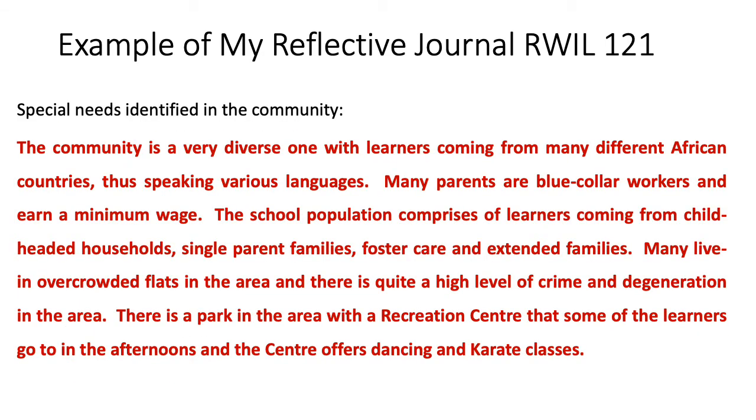Then special needs identified in the community. The community is a very diverse one, with learners coming from different African countries, thus speaking various languages. Many parents are blue-collar workers and earn a minimum wage. The school population comprises learners coming from child-headed households, single-parent families, foster care, and extended families. Many live in overcrowded flats in an area, and there is quite a high level of crime and degeneration in the area. There is a park in the area with a recreation centre that some of the learners go to in the afternoon, and the centre offers dancing and karate classes.